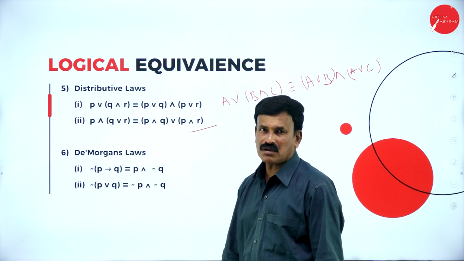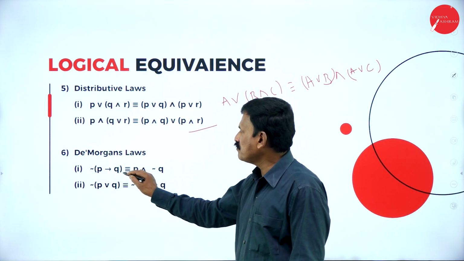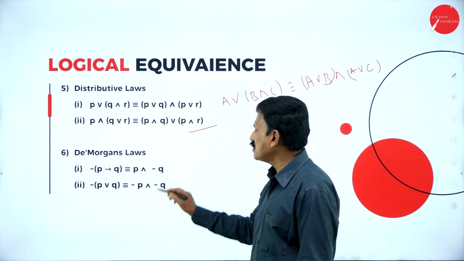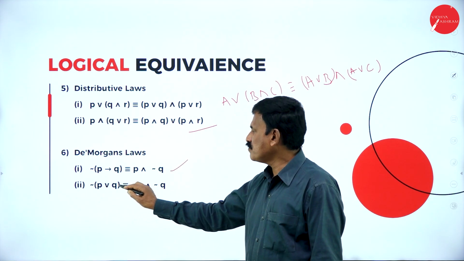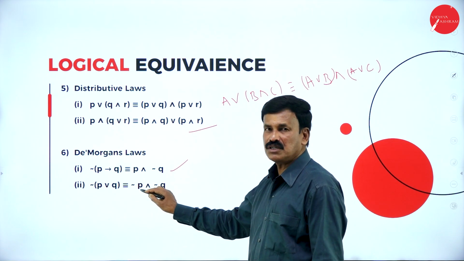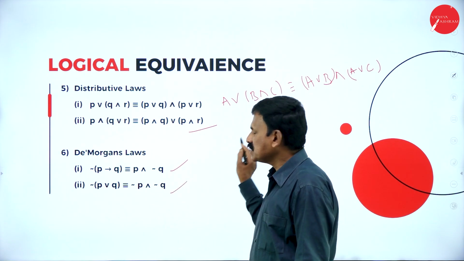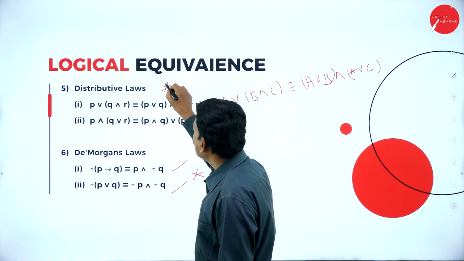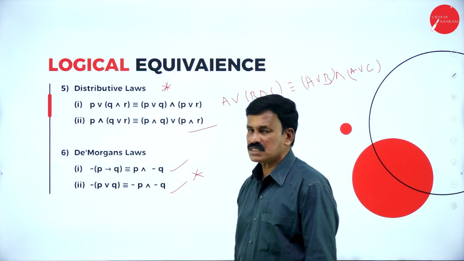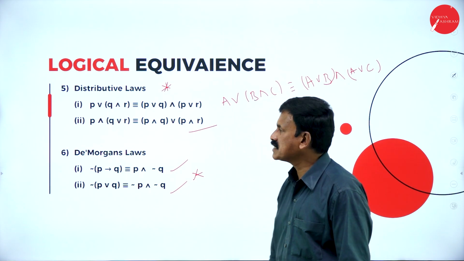Now, De Morgan's law. In De Morgan's law, negation of P conjunction Q is logically equivalent to negation P disjunction negation Q. And similarly, negation of P disjunction Q is logically equivalent to negation P conjunction negation Q. This is also very important. So, distributive laws, associative laws and De Morgan's laws are very important from the point of view of examination.